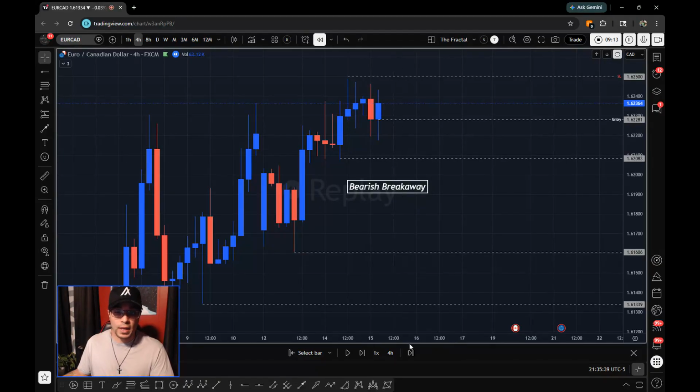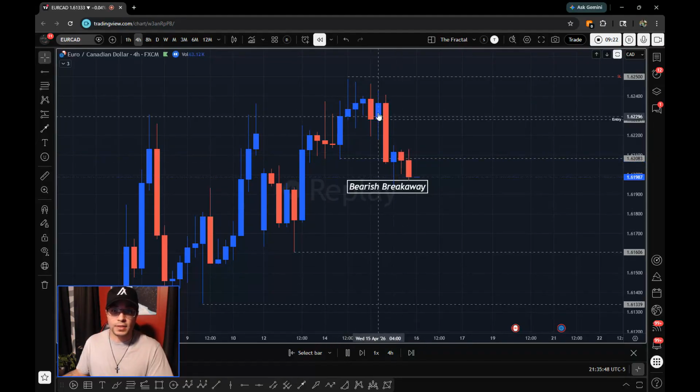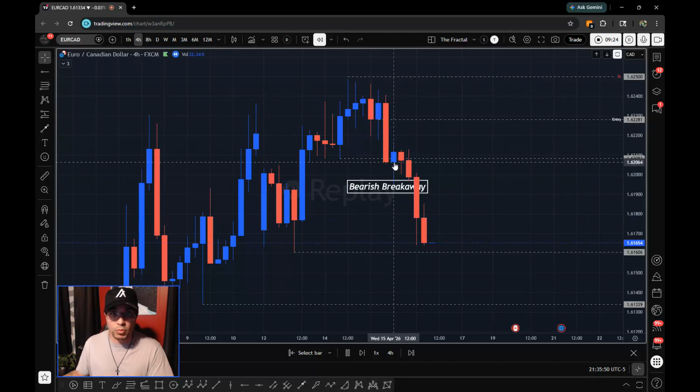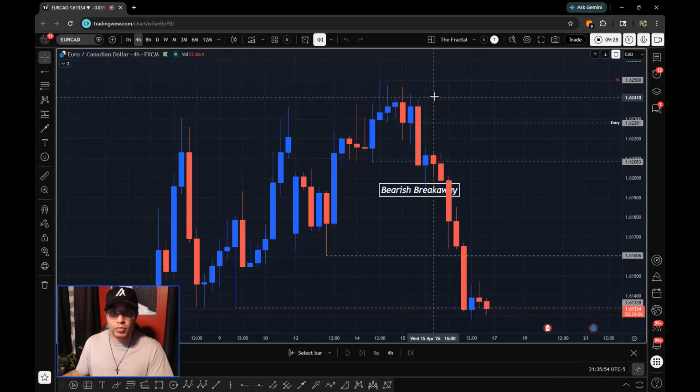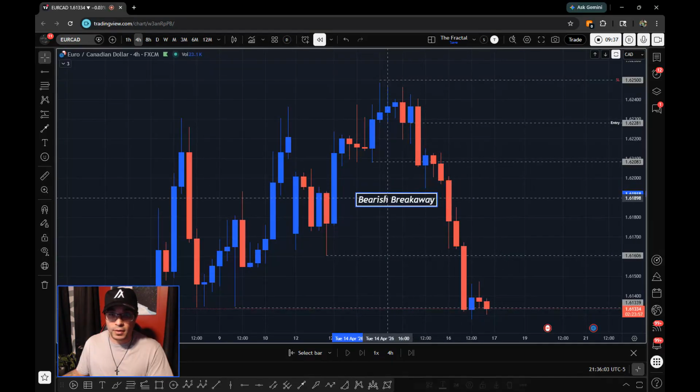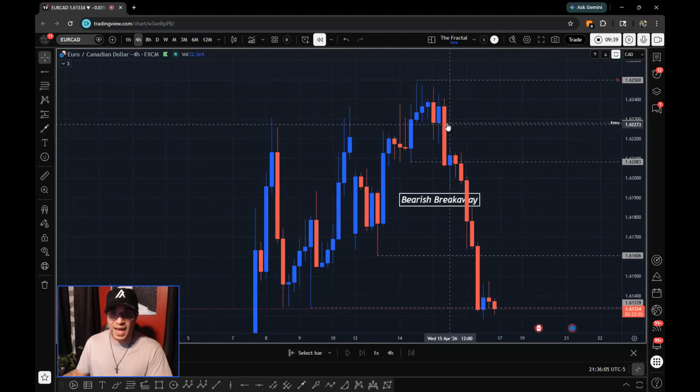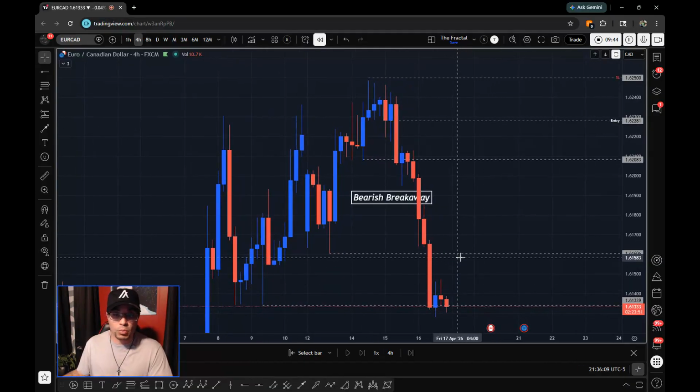Now, if we go ahead and play the markets forward to current price, you can see that price does give us a serious drop, and the stop loss would have been safe above the highs of this reversal pattern. So again, we can see here price actually did cut all the way down to this lowest area of support that we pointed out.